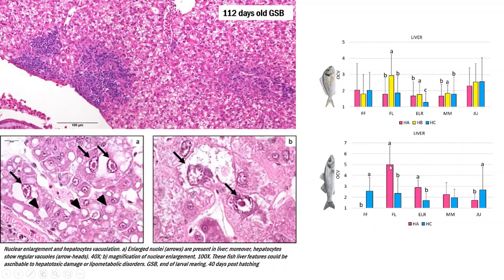OCV is relevant only for European sea bass. The OCV reached 5 for this index during the flexion stages, and it was related to the severe fat accumulation in the liver.